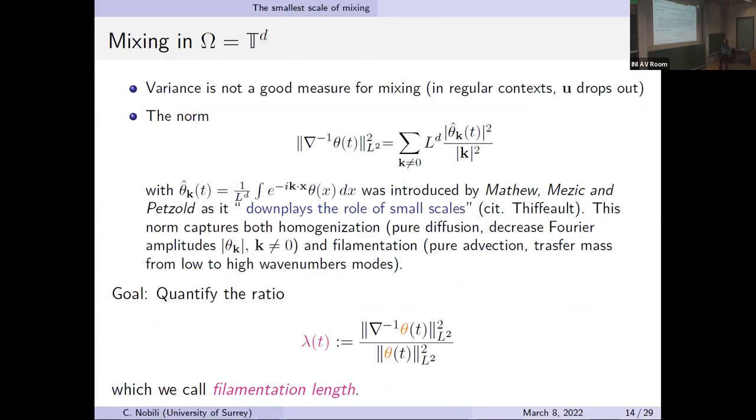Now I repeat a little bit what Michele was saying. We started with a measure of mixing, which is the variance. But again, especially when you want to quantify a scale, it doesn't seem the correct measure. The correct measure was identified by Mathew, Mezic, and Petzold, and is a measure that downplays the role of small scales. And this is the H^-1 norm. As Michele said, this scales like a length.